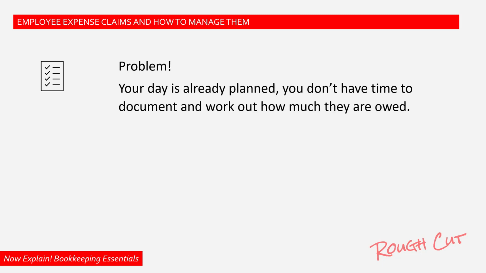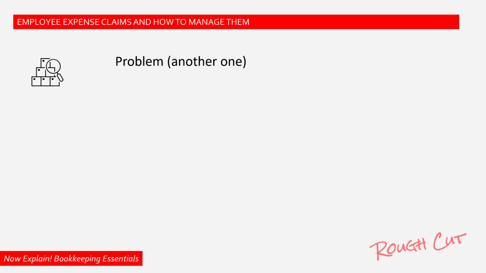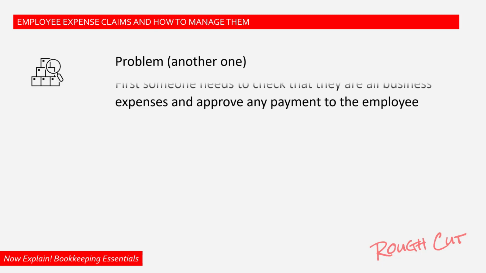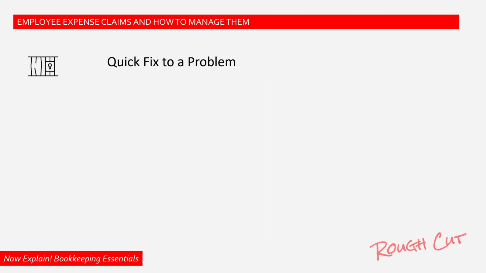Problem. Your day is already planned. You don't have time to document and work out how much they are owed. You need to complete your scheduled work so that other parts of the business get the information they need. Problem. Another one. First, someone needs to check that they are all business expenses and approve any payments to the employee. That usually requires a manager or the business owner, and they're not around.